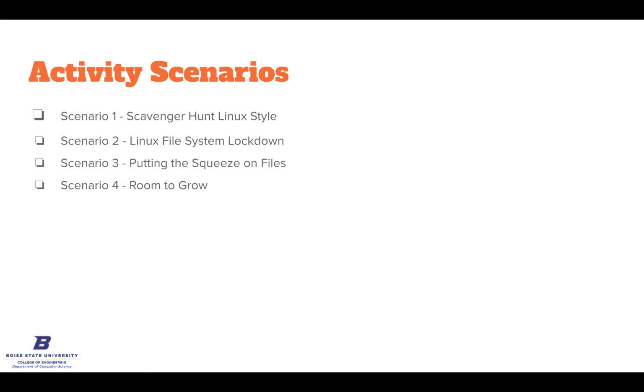Room to grow is scenario 4. And in scenario 4, you're going to be adding more disk space to your machine. So let's say you have a large data set, you run out of space on your computer because you're analyzing all this data. You can attach a virtual hard disk to your virtual machine. You're going to partition and create a disk file system, and then you're going to mount it onto your existing machine. Super useful skill. So let's go through each scenario in detail.